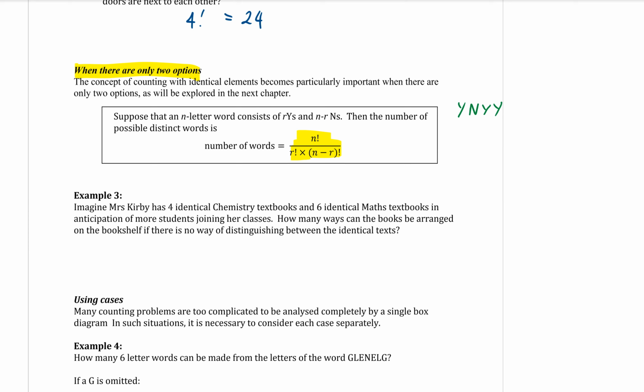So this is the two options. There's only two options. There's chemistry books and there's a maths book, right? So altogether, how many books are there?